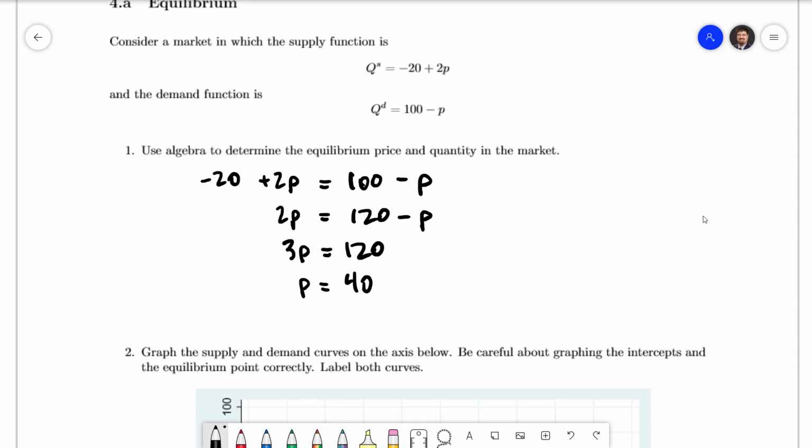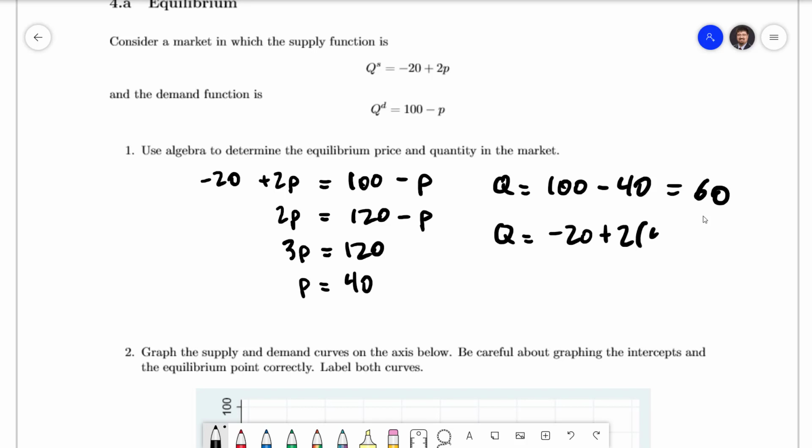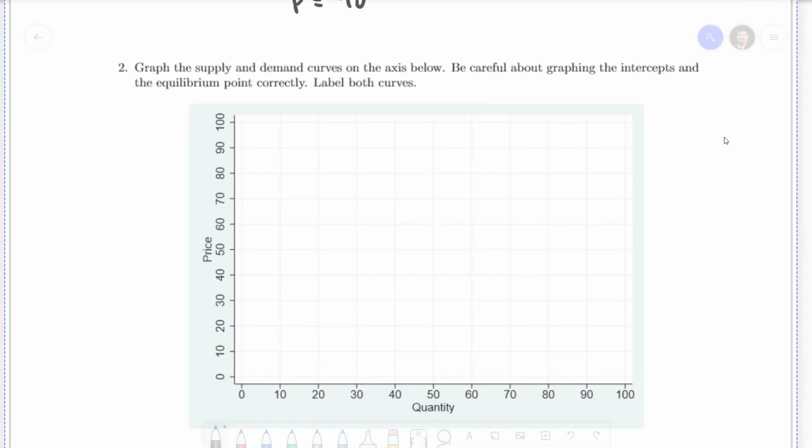Now I'll take that 40 and plug that into either of our supply or demand functions. It does not matter. I'll use the demand. So our quantity is going to be 100 minus 40 is 60. We can verify that just real quick by using the supply function. Negative 20 plus 2 times 40. That's going to be negative 20 plus 80, which is also going to be 60. So that confirms it. Next, we are going to graph our supply and demand functions and show our equilibrium.